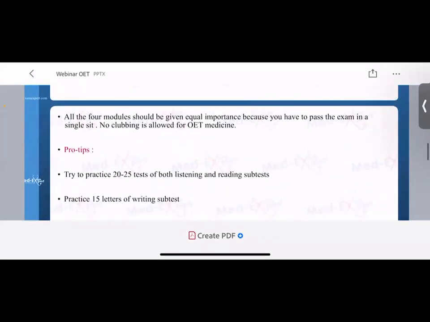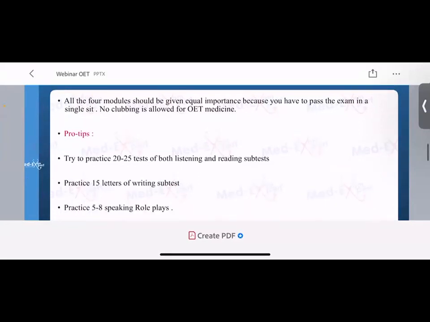Okay, next is that all four modules should be given equal importance, because you have to pass the exam in a single sitting. No clubbing is allowed for OET Medicine. This is a very important point, and there are a lot of queries regarding clubbing. I don't know whether you guys know what clubbing is or not.